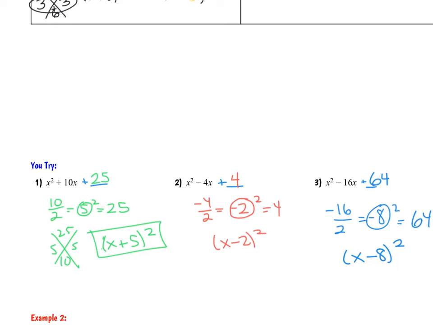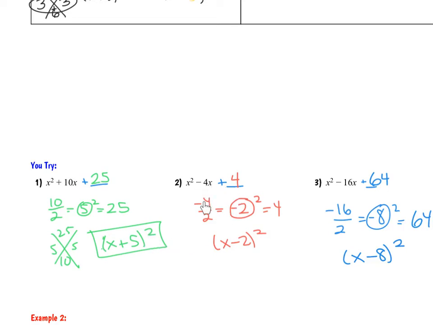If you tried this out for number 1, you would have gotten 25 as the perfect number to add at the back. Then you would have gotten x plus 5 squared. Notice if it's positive here, it'll be plus 5 here. Again, you take this b, 10, divided by 2, which is 5. I circle it because that's important for later. Squared equals 25. Then I add this 25 to the end. Then I factor it, but all I have to do is write x plus 5 with this number here and then parentheses squared.